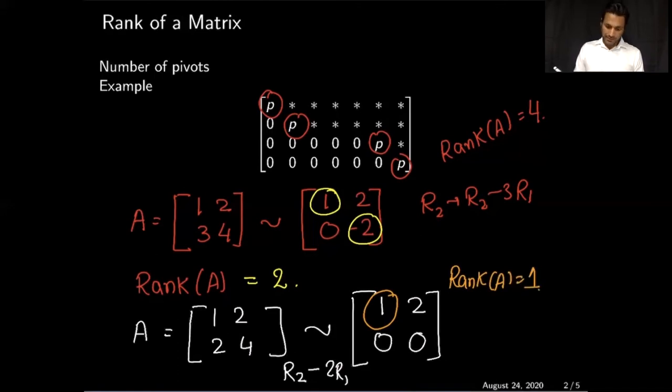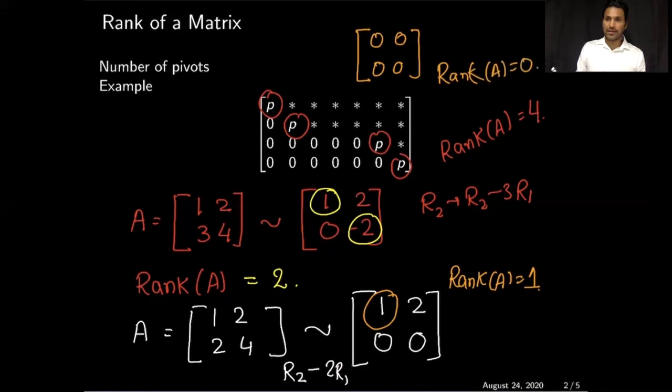because it has 1 pivot. This is a special matrix, [0, 0; 0, 0]. This is the only matrix whose rank is 0, because it has 0 pivots.